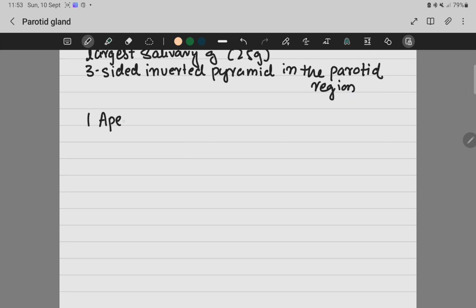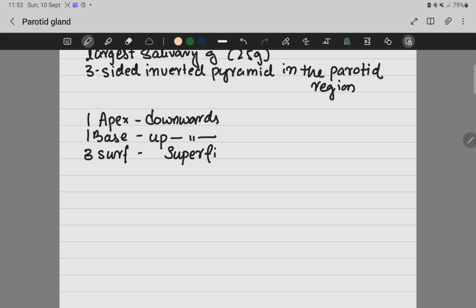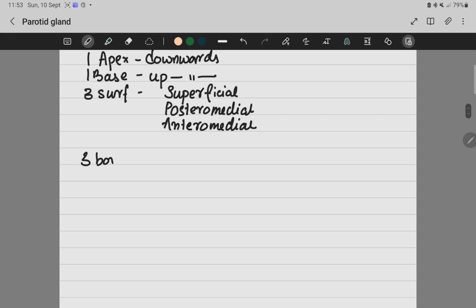It has one apex that is directed downwards, and one base that is directed upwards, and three surfaces: one is superficial, which is the largest, the superficial, the posteromedial, and the anteromedial. And it has three borders, which are one posterior, anterior, and one medial. There's three borders.